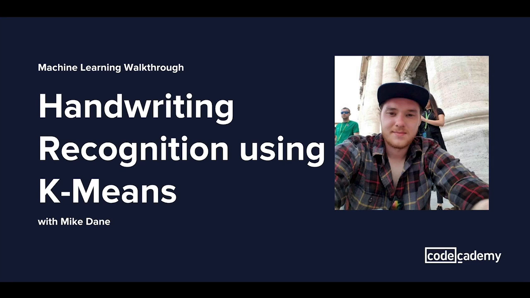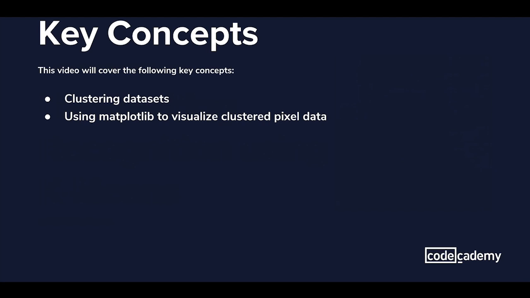Hey, my name's Mike, a developer from Philadelphia, and in this video, I'm going to be walking you through the handwriting recognition using K-means machine learning project. In this project, we'll take a look at some of these key concepts, including clustering datasets and using matplotlib to visualize clustered pixel data. Without further ado, let's head into it.